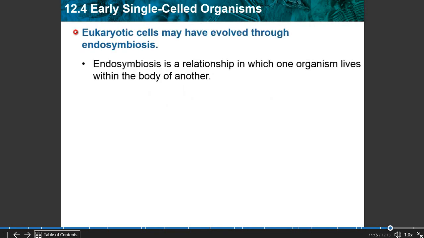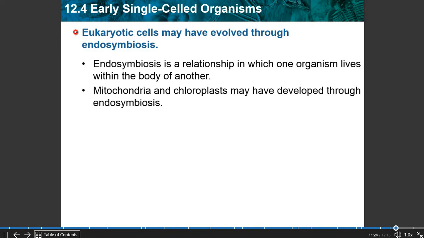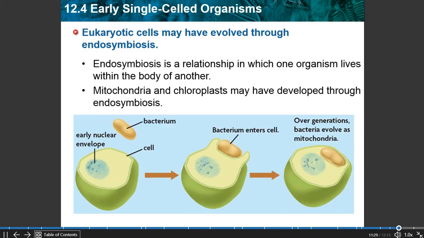Eukaryotic cells may have evolved through endosymbiosis. Endosymbiosis, once again, is a relationship in which one organism lives within the body of another. Mitochondria and chloroplasts may have developed through endosymbiosis. So this is a theory saying that you had this cell that had a nucleus and things like that, but this bacterium that ended up being the mitochondria came in and started to help that cell out.